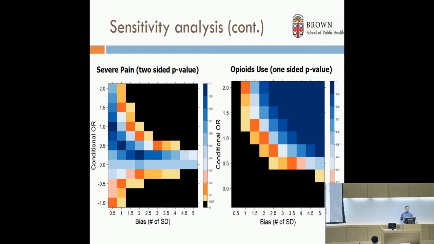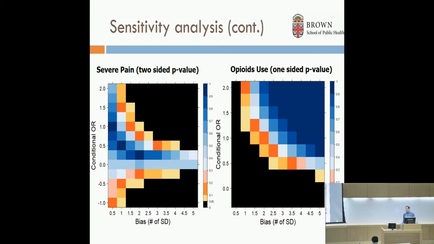So what do we see in those graphs? The first one is severe pain. These are two-sided p-values. I'm trying to see how different this covariate has to be and how strong it has to be to change my results. So black is when I've changed my results significantly. And as you can see, the bias has to be at least 1.5 standard deviations. If you have a bias that big, get a different data set. That's pretty much my advice.